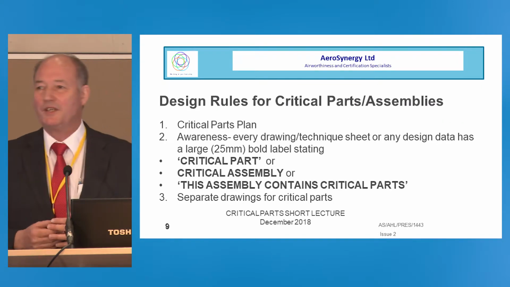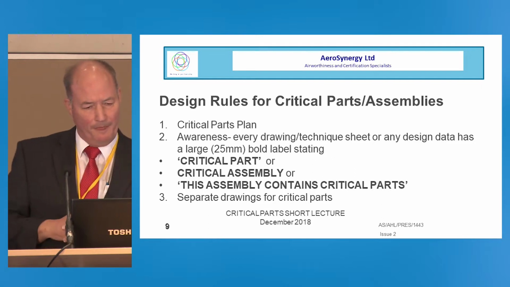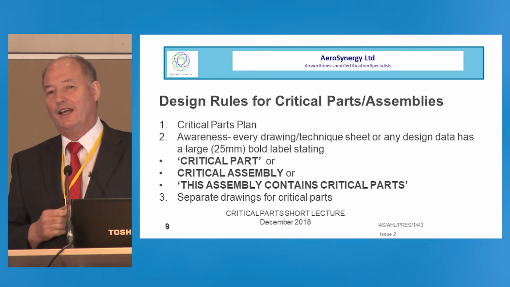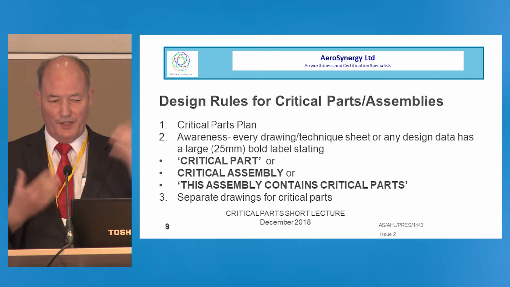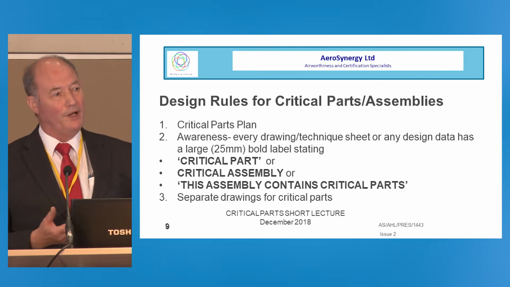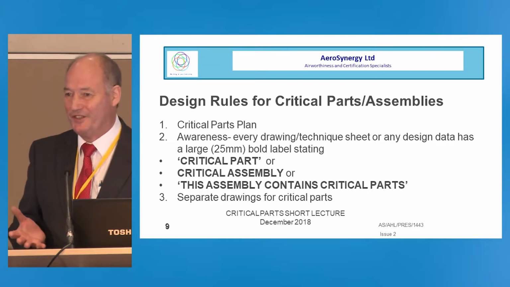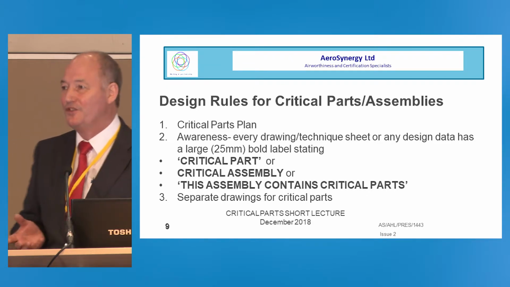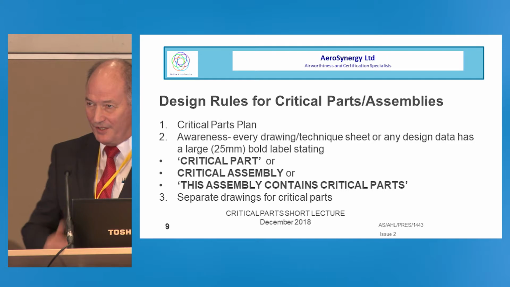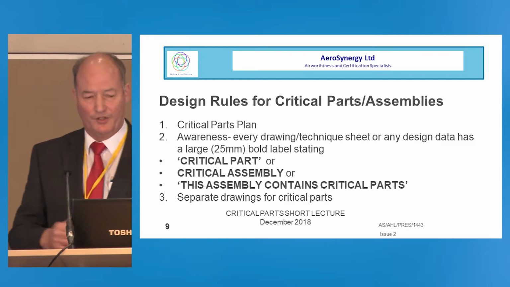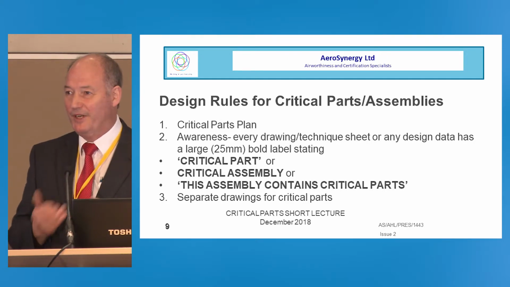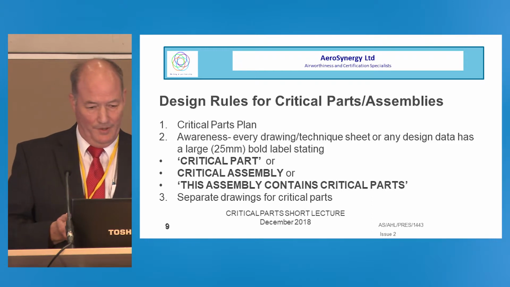So let's have a look at some of the design rules for critical parts. Firstly, having identified your critical parts in a list, for each part, you would have a critical parts plan. This is basically a checklist to make sure that everything you're meant to do with the critical part along its entire life through design, production, and into service has been done and was right.